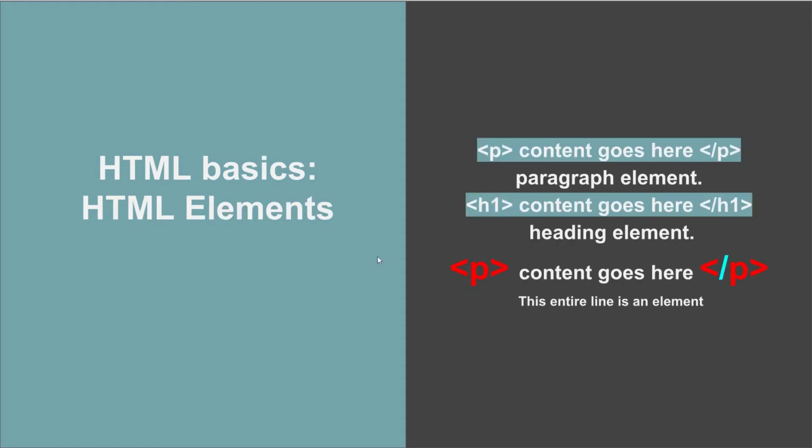Next thing on the list, we have HTML elements. An HTML element is basically anything that you put in between the opening and closing tags, including the tags as well. So the tags, along with the content in between, come together to make an element for you. Again, in my example, I have a paragraph element with content in between the two paragraph tags, the opening and closing tags.